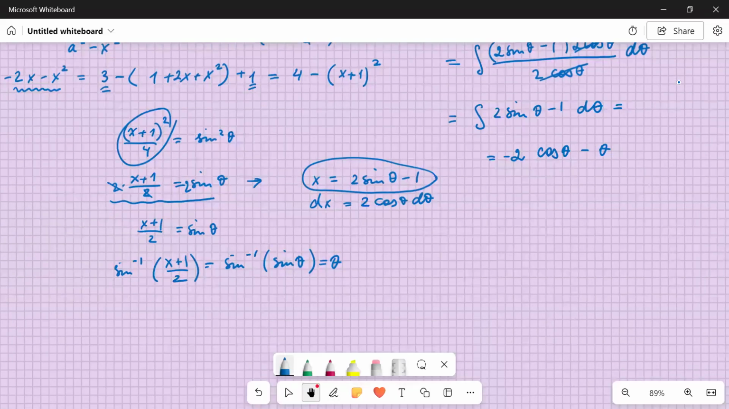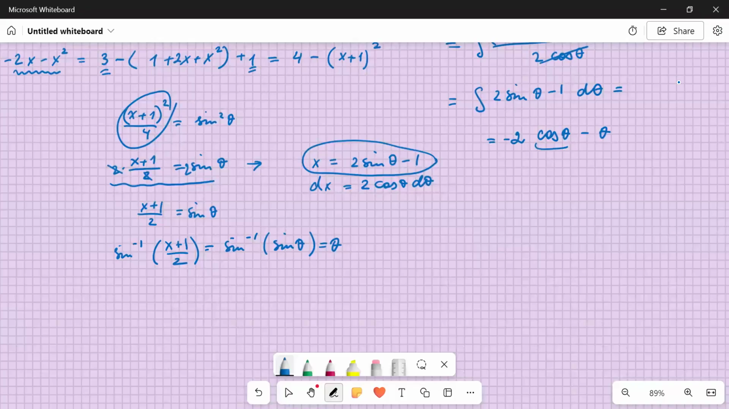For cosine, we draw a triangle. Sine is the opposite side, x plus 1, opposite side over hypotenuse. The adjacent side is going to be what? The square root of 4 minus (x plus 1) squared.